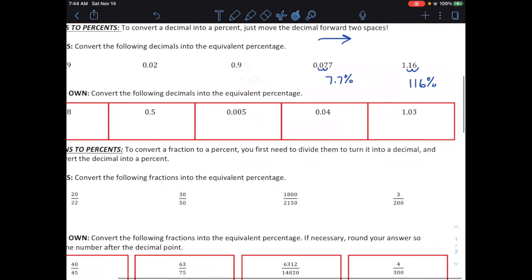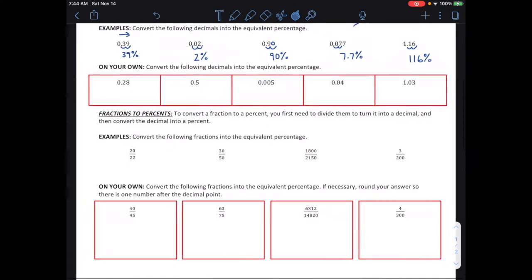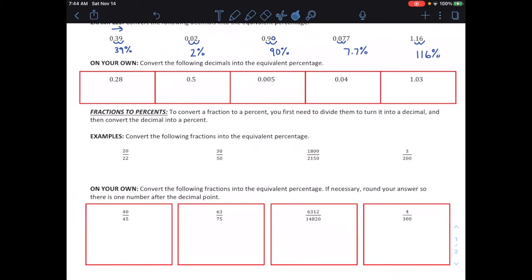All right, your turn. There's 5 more for you to do. So do those 5 at the end of the assignment. Make sure you get those put into Schoology. And when you're ready, keep going.